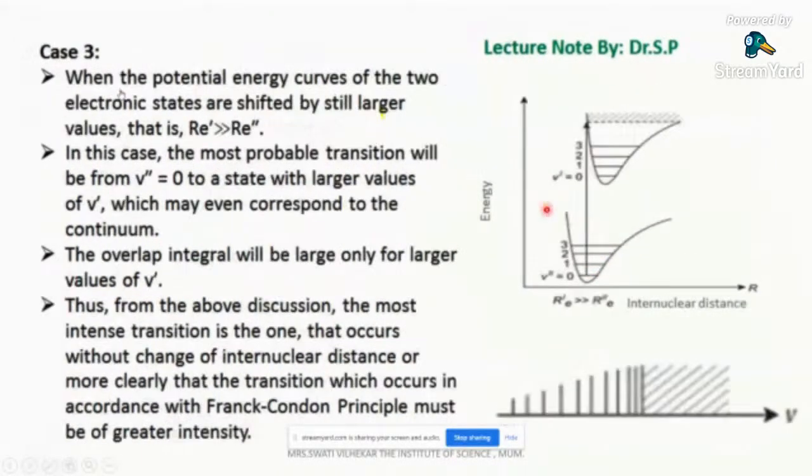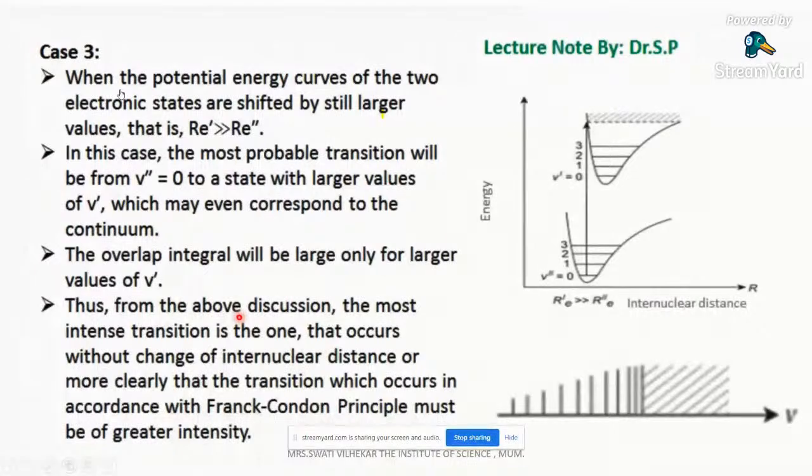Case 3. When the potential energy curves of the two electronic states are shifted by still larger values, that is, the upper excited state has a much larger value than the lower state, the most probable transition will be from V double prime equal to 0 to a state with larger values of V prime, that means an upper excited state, which may even correspond to the continuum. The overlap integral will be large only for larger values of V prime, meaning the upper excited state.